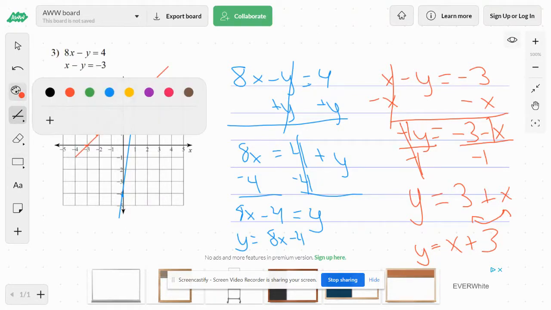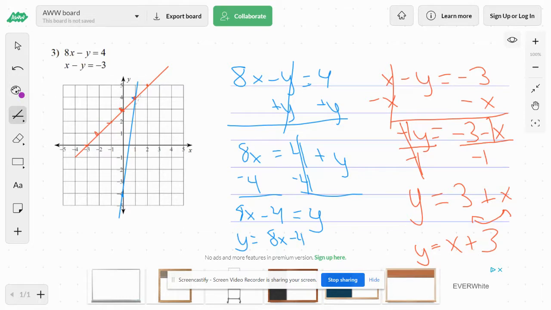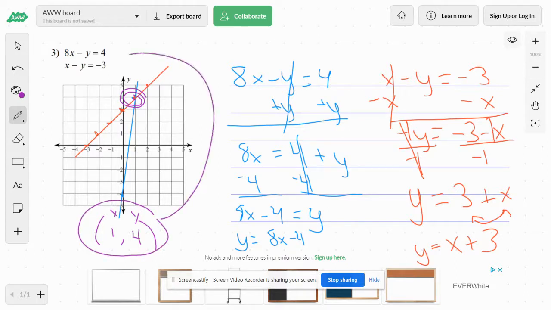And so you see here, oh, hold on. Back my line. That is my solution, that point right there. That's the point 1, 4. So x coordinate is 1 and the y coordinate is 4. If I were to take that coordinate, plug it into these equations, I would get true statements for both.